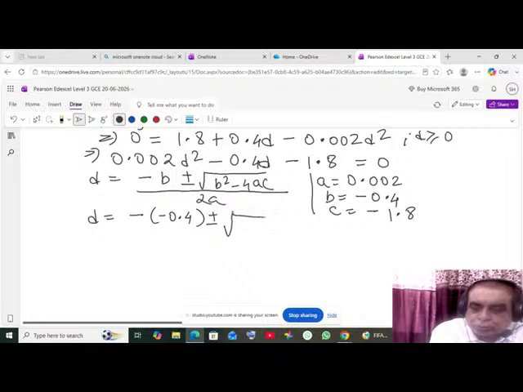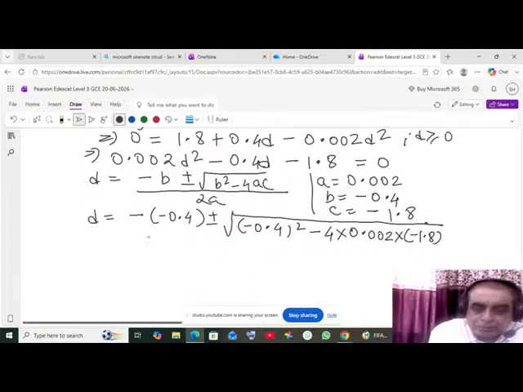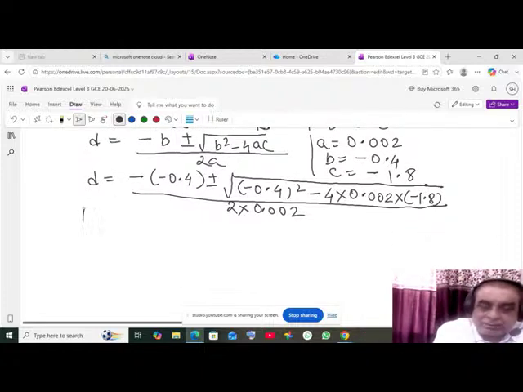Plus minus the square root of B squared, that is minus 0.4 whole squared, and minus 4 times A. A value is 0.002, times C, multiply with the value of C, which is minus 1.8. Now divide by 2A, so divided by 2 times the A value. The A value is 0.002. Now calculate and get the value of D.